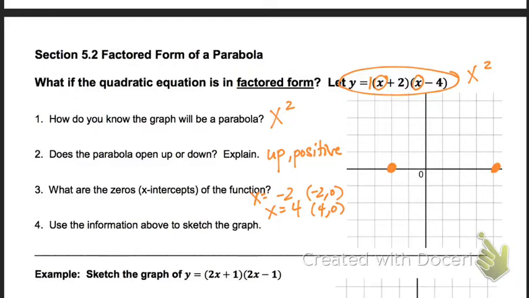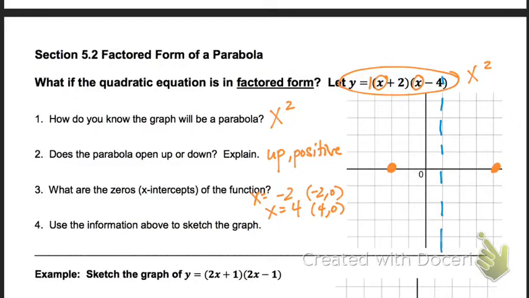Okay, use the information above to sketch the graph. So we know that it's going to be pointing up, so it's going to make a parabola that looks like a U. But we don't know what that vertex is going to be. So let's brainstorm some ideas where we think it's going to be. The axis of symmetry should be x equals 1. How do we know that? Because it's in the middle. Good. So I've got a dashed line. It's in the middle because they're mirror images of each other.